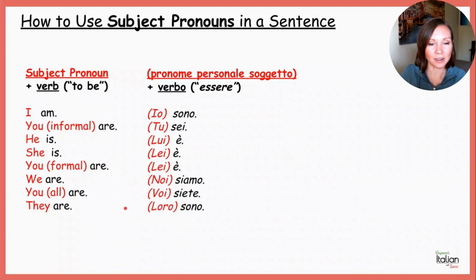Okay, so this is a very basic sentence, but it is a complete sentence. If you want to say "I am," io sono, that can be your first sentence in Italian. Okay, let's move on to the next module, which will be verbs.